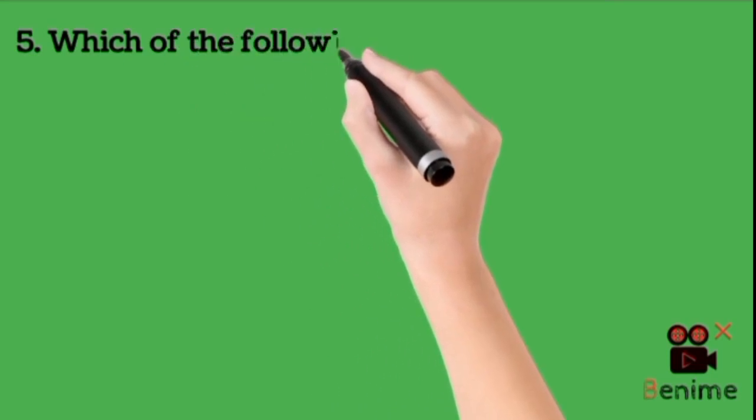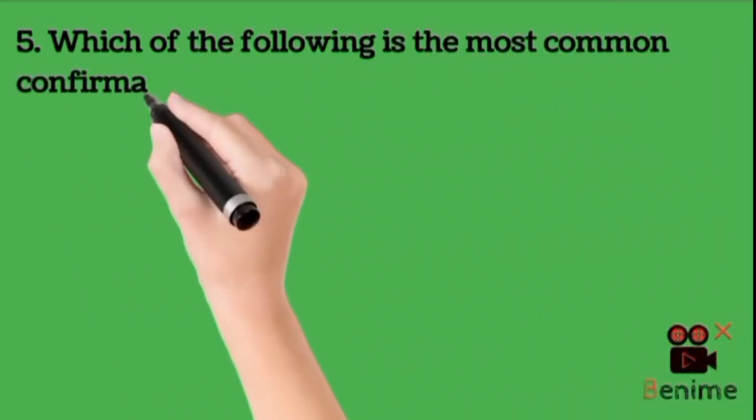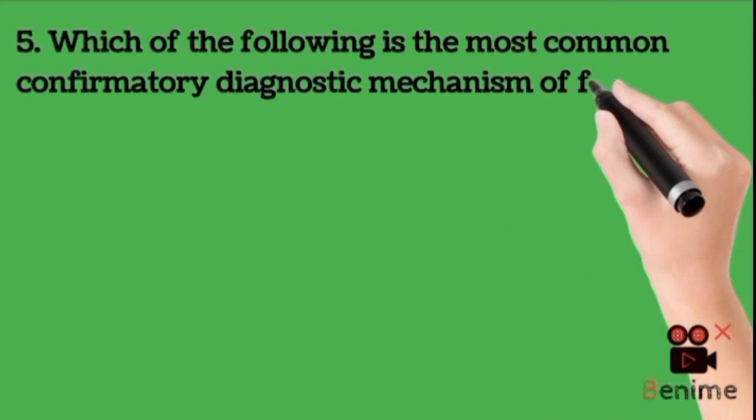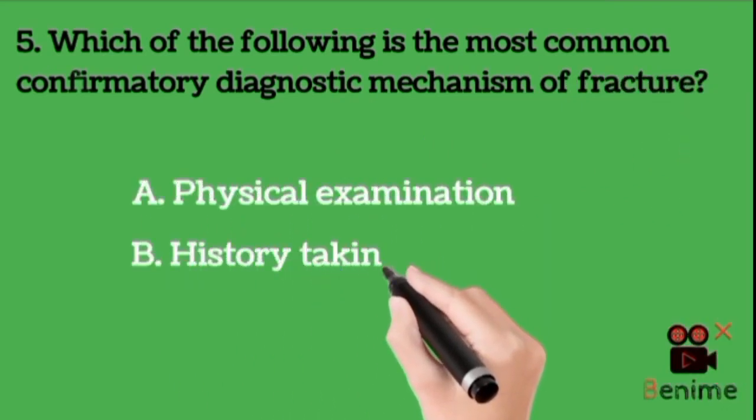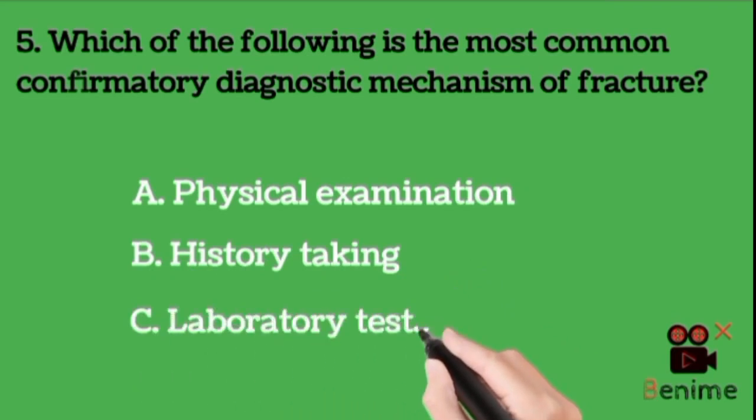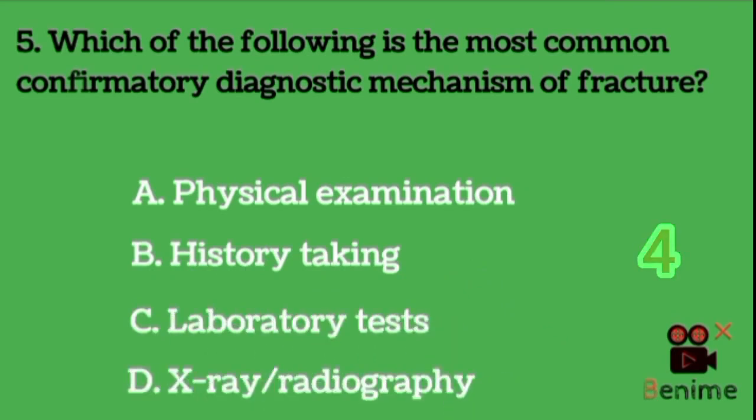5. Which of the following is the most common confirmatory diagnostic mechanism of fracture? A. Physical examination. B. History taking. C. Laboratory tests. D. X-ray radiography.